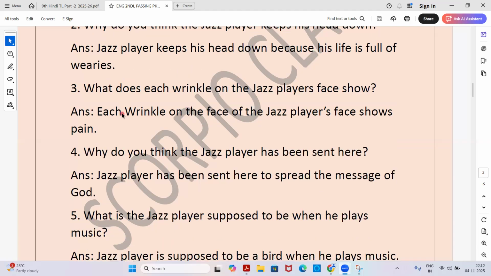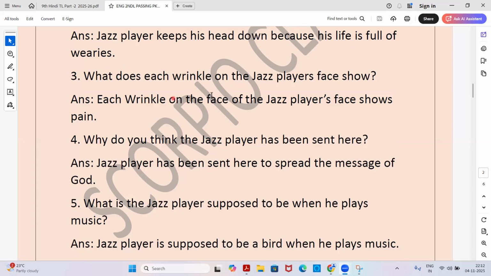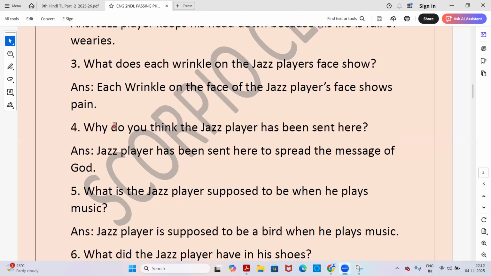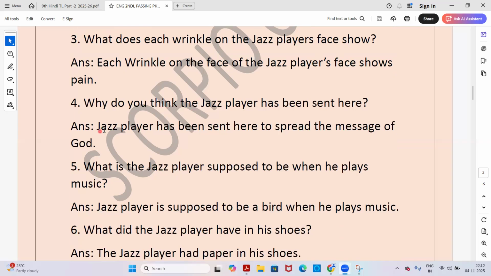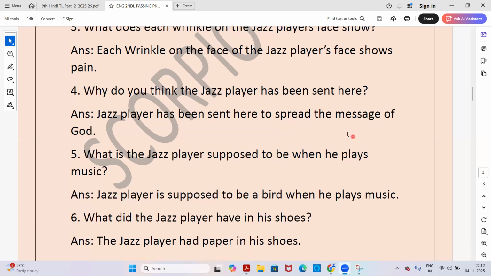Next, what does each wrinkle on the jazz player's face show? Answer, each wrinkle on the jazz player's face shows pain. Question 4. Why do you think the jazz player has been sent here? Answer, the jazz player has been sent here to spread the message of God.